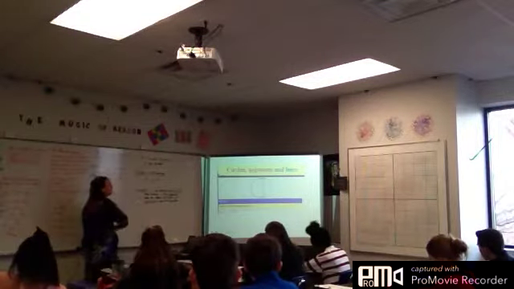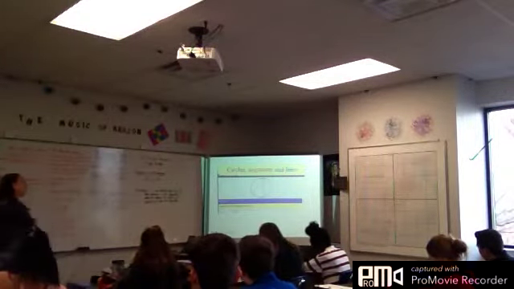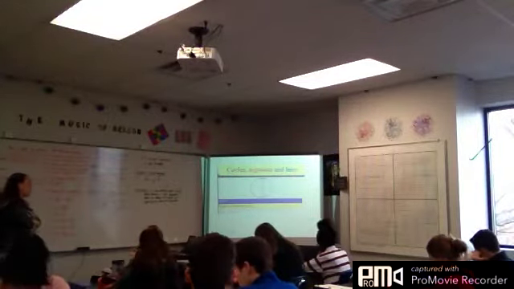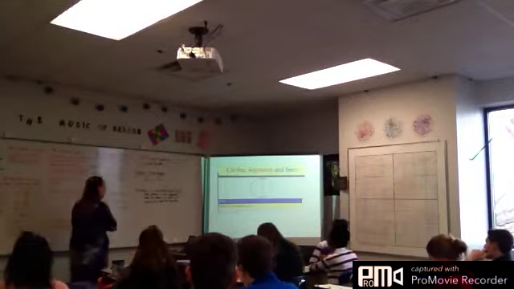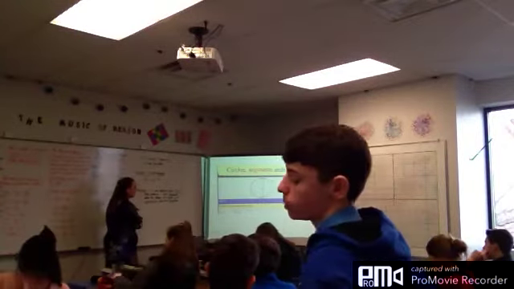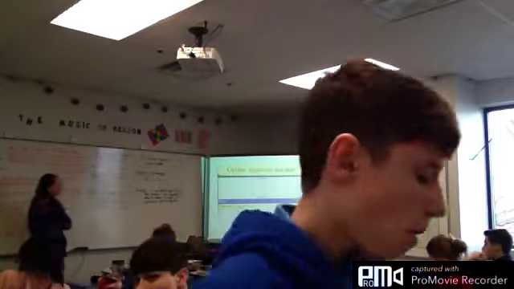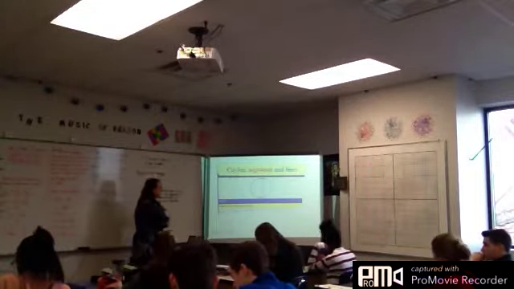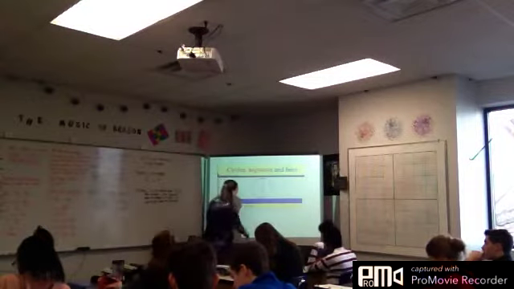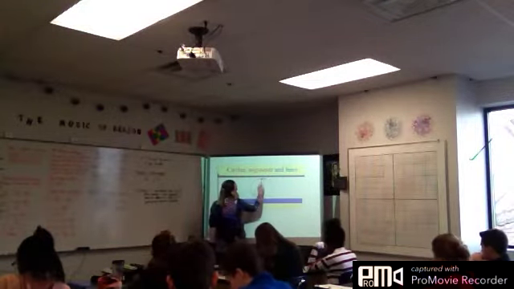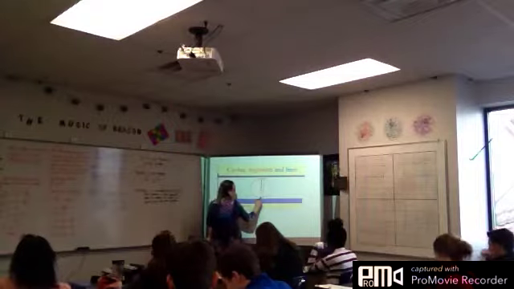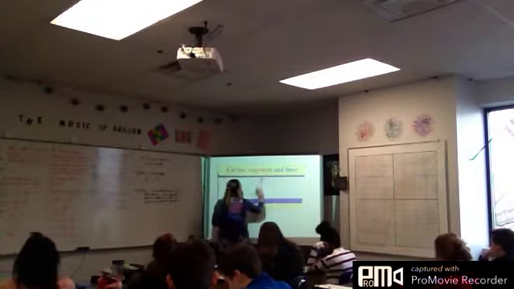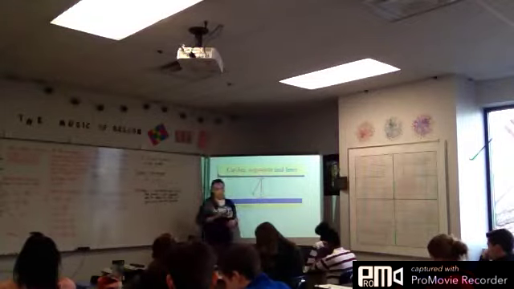Okay. Circles, segments, and lines. A chord is a segment with its endpoints on a circle. If it passes through the circle's center, it's a diameter. So this right here is my diameter because it passes through the circle's center. But this right here is a chord because the endpoints are just on the circle.